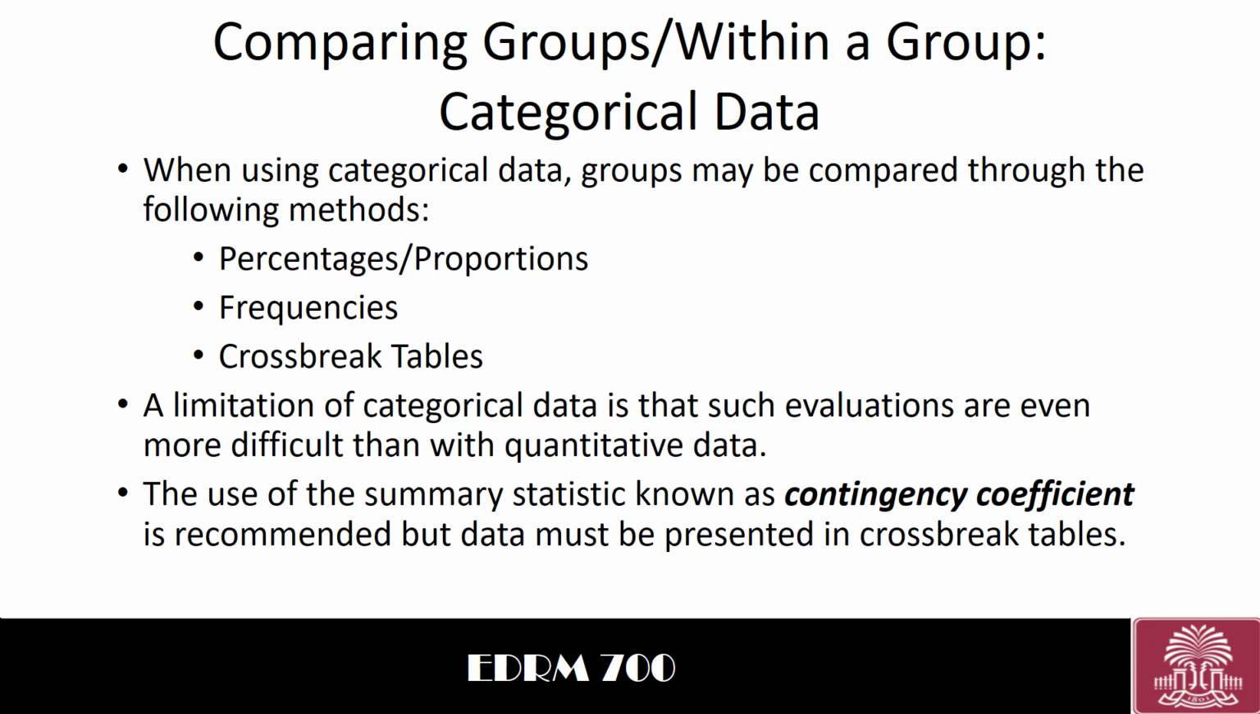Frequently, we will see a summary statistic known as the contingency coefficient. When examining relationships among categorical data within one group, I recommend constructing cross-break tables and calculating contingency coefficients. Most statistical software can be used to compute the basic statistics that are discussed in this module.